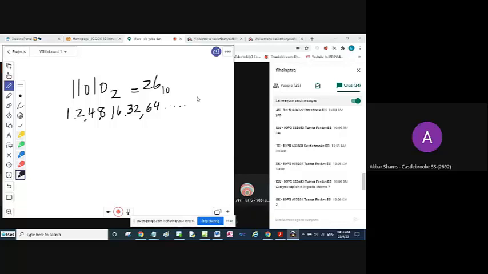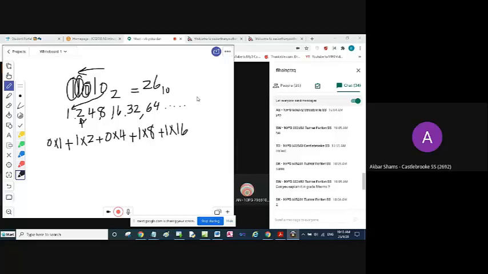Again, we start always from right to left. I get the first digit 0. I multiply 0 by the number 1. So I get 0 times 1 plus the next digit is 1. So 1 times 2 plus the next one is 0. So 0 times 4 plus 1 is the next one. So 1 times 8. And the last one is 1. So it's 1 times 16.